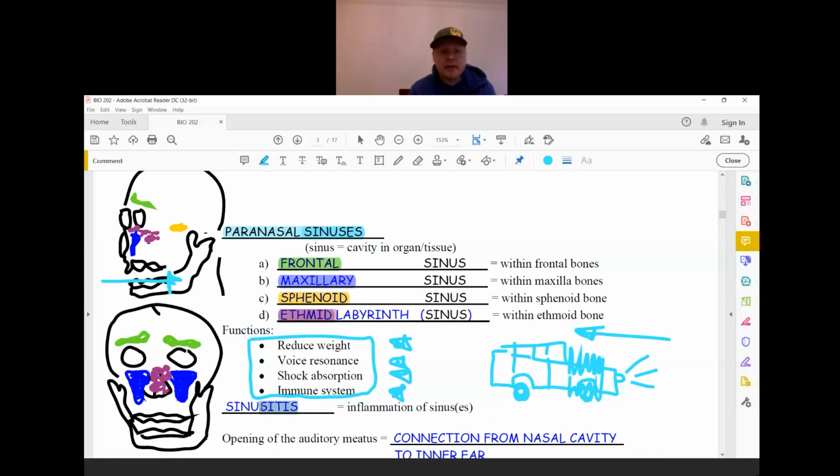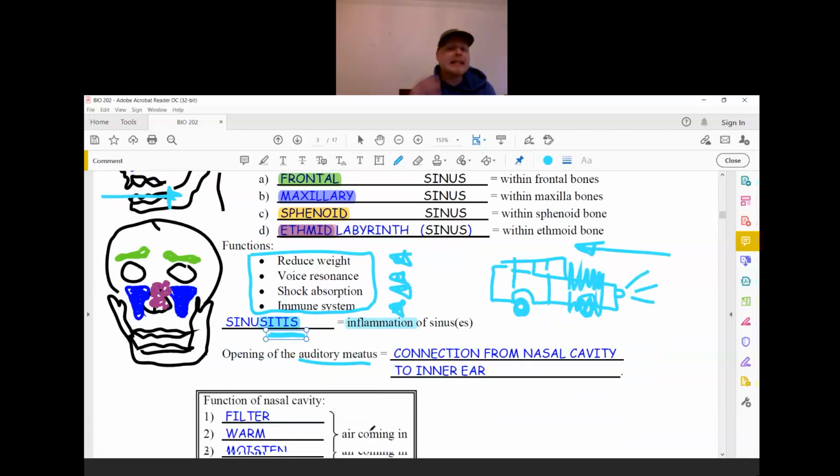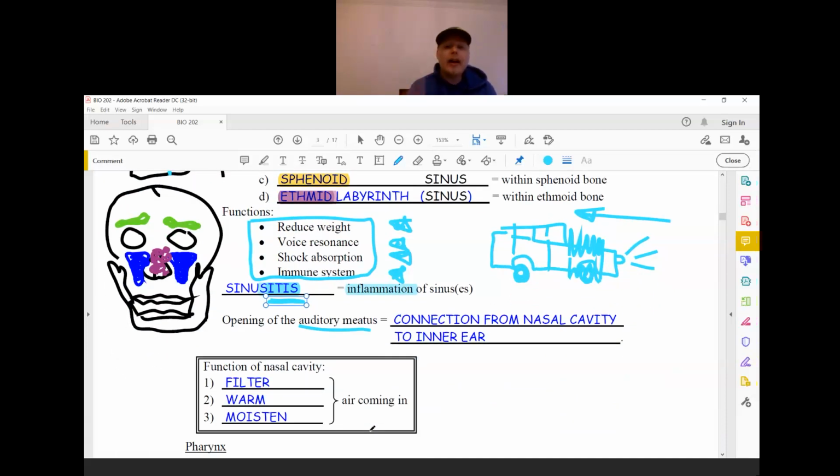You remember whenever it was an itis, it was an inflammation of something. So in this case, it's going to be inflammation of the sinuses. A couple of other things that we do end up noticing within the nasal cavity: there is the opening of the auditory meatus. So the auditory meatus is this connection from the nasal cavity to the inner ear, mainly playing a role in pressure stabilization.